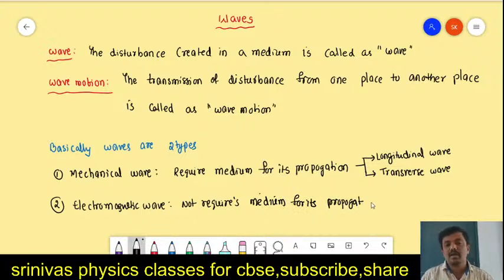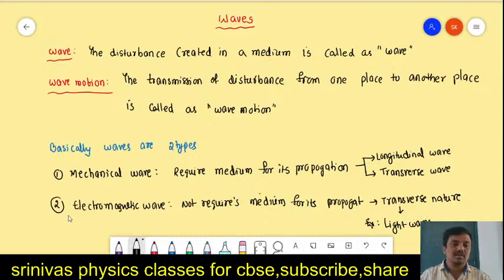This electromagnetic wave has only transverse nature. For its propagation, medium is not required. The example for this electromagnetic wave is light waves. Light waves are the electromagnetic waves. For this, medium is not required for the propagation. Longitudinal wave example is sound wave, and transverse wave example is waves in string. String means thread.